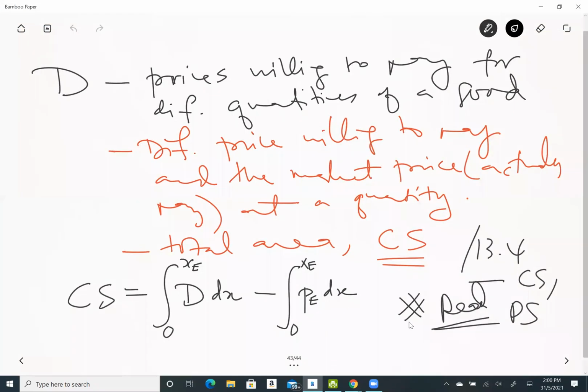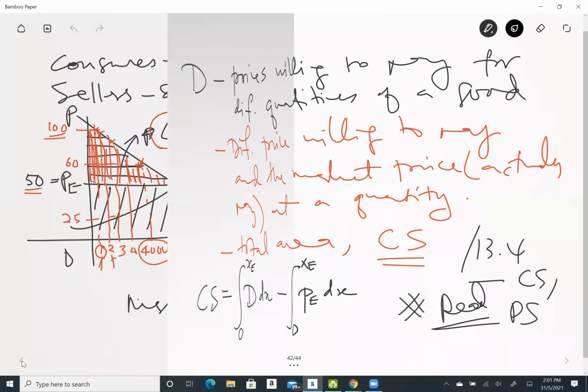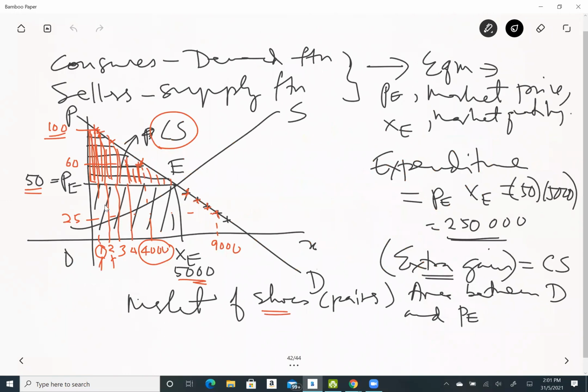We were talking about the consumer surplus, and I think I already defined consumer surplus, which is the integral of the demand function from 0 to xe minus the integral of the equilibrium price from 0 to xe. So that is consumer surplus. If you look at the firm, from the perspective of the firms or the sellers, we will have producer surplus. So go back to this diagram.